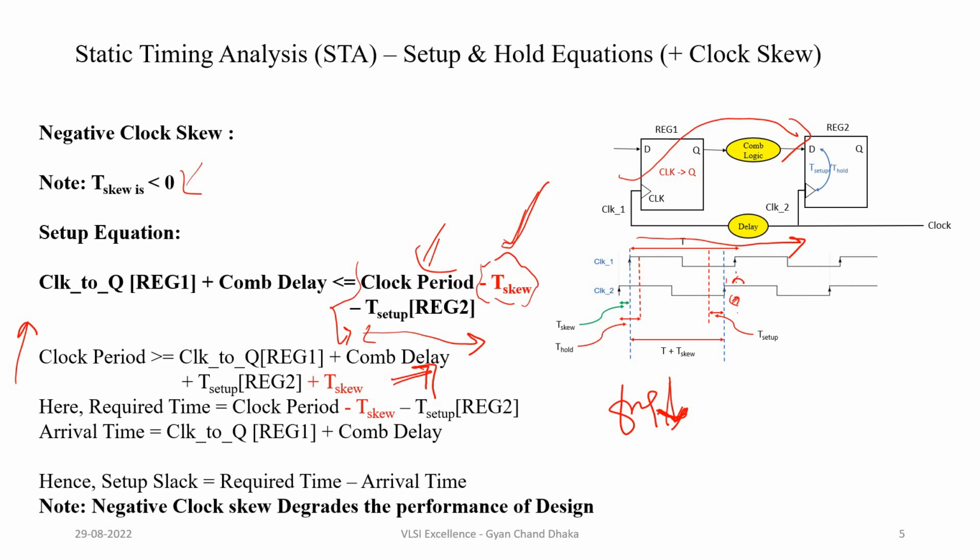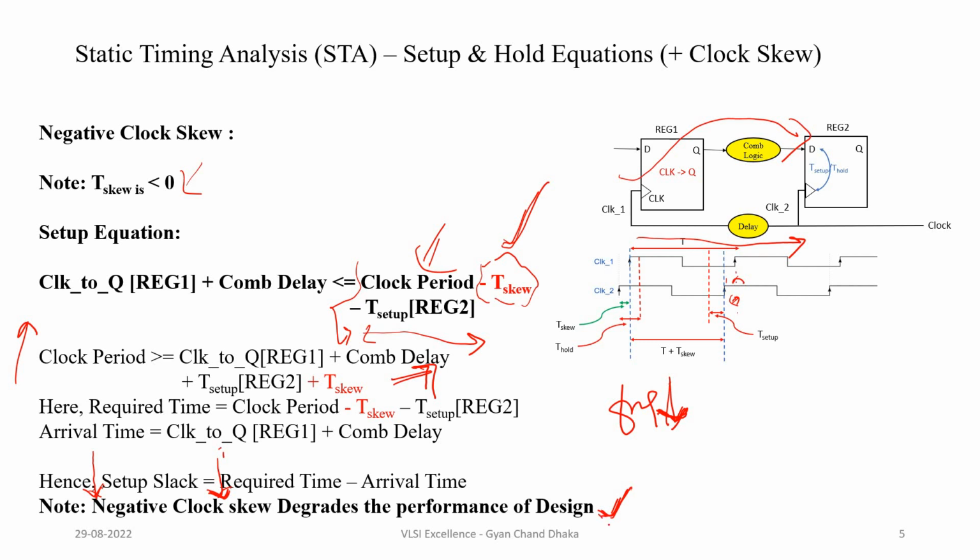Right? So the required time has decreased by the t skew, and the arrival time is again going to be the same. Now the setup slack will become required time minus arrival time. So the required time has decreased, which means our setup slack will also decrease. So negative clock skew basically degrades the performance of our design.